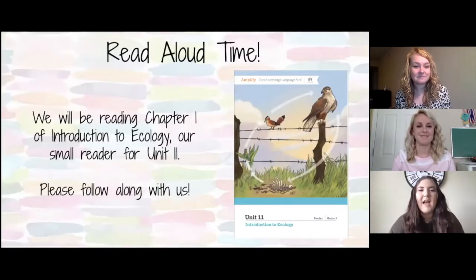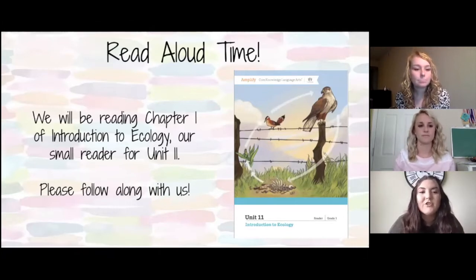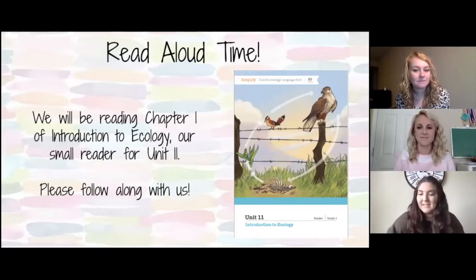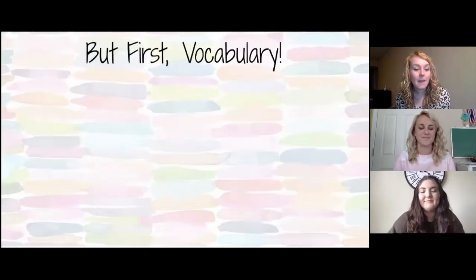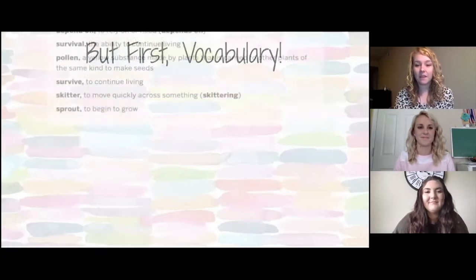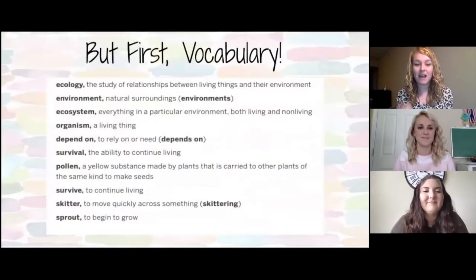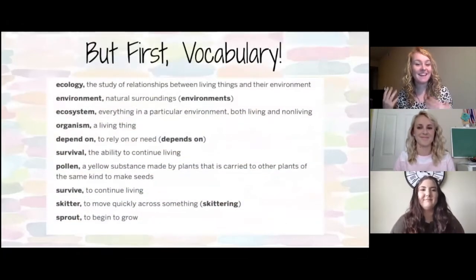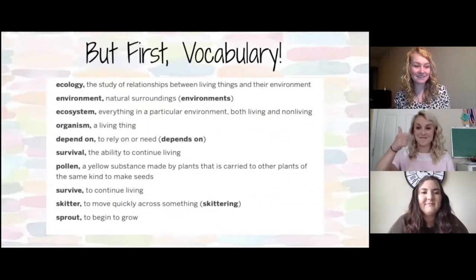All right, it is time for our read aloud. We will be reading chapter 1 of Introduction to Ecology, our small reader for Unit 11. Please follow along with us. But first, we need to go over our vocabulary. So I'm going to say the vocabulary word. You're going to repeat the vocabulary word, and then I'm going to tell you what the word means.